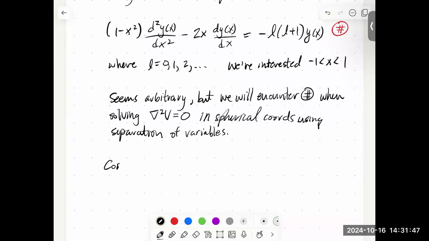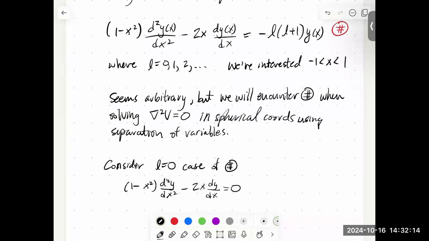So let's consider the L equals 0 case. Well, that one's pretty easy, because if I put L equals 0, the right-hand side is going to be 0. So then what we're left with is (1 minus x squared) d2y/dx2 minus 2x dy/dx is equal to 0. And you can just, in your head, if I put in y is equal to 1, then these two derivatives vanish and we get 0 equals 0. Okay, so y equals 1 is a solution.